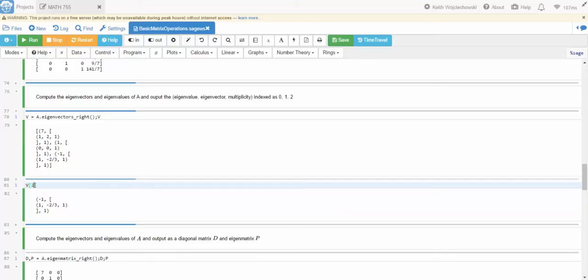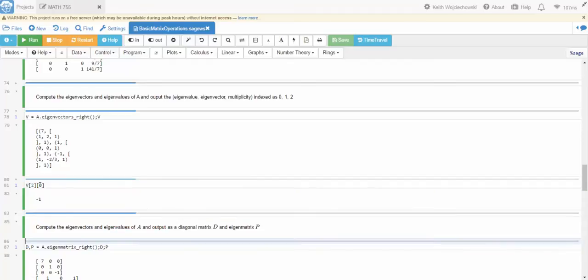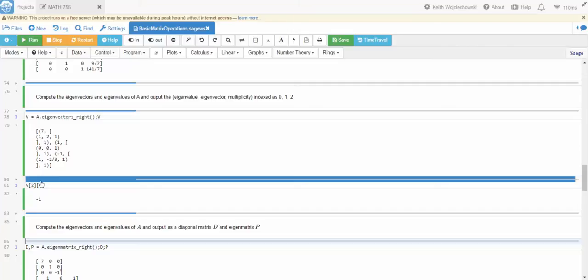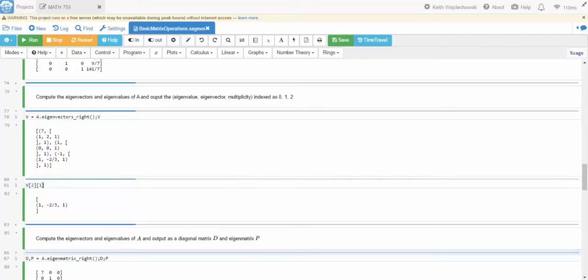It's not telling me it's a tuple. So let me just see this for a moment. There we go. So that would get me the minus 1. And then if I get the indexing right, there we go, that's my eigenvector.